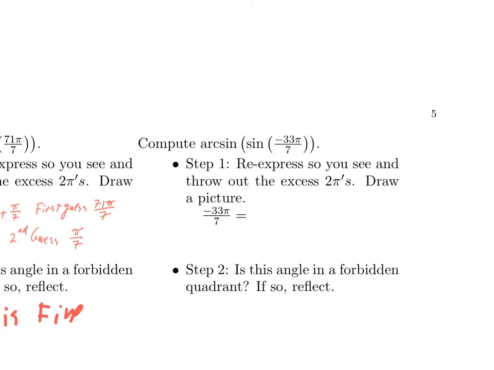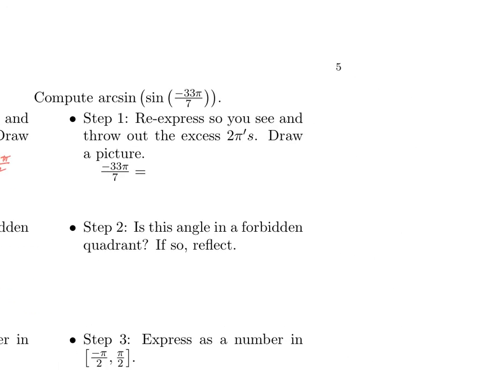So step 1, let's get rid of some extra 2 pi's. Maybe I'll start by just reminding you how to do long division. I'll do this off to the side to compute how many times 7 goes into negative 33. It'll be negative. 7 goes into 33 4 times, so I'll subtract 28, leaving me with a remainder of 5.